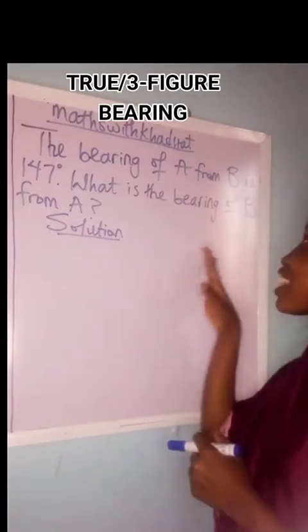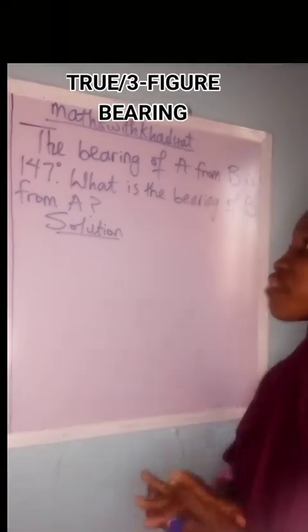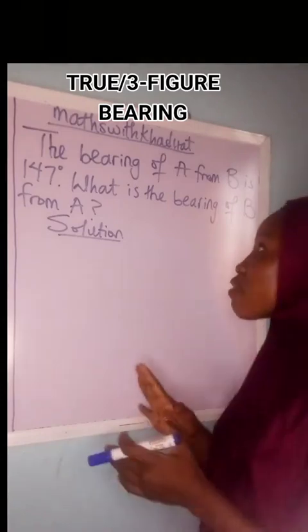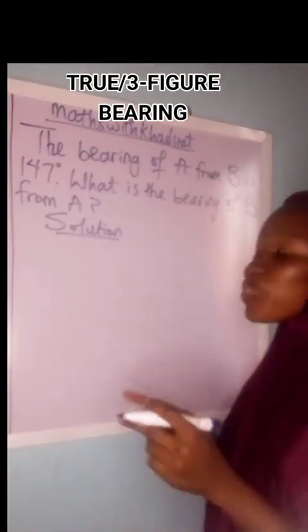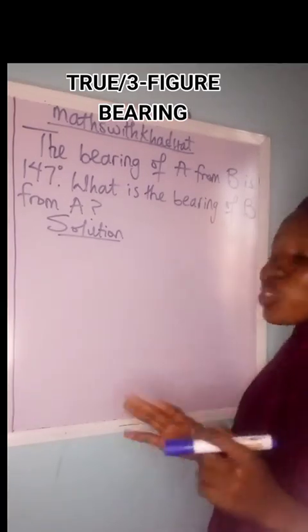Guys, so let's look at this question. The bearing of A from B is 147 degrees. What is the bearing of B from A? Okay, so this is bearing. What do you need to do?